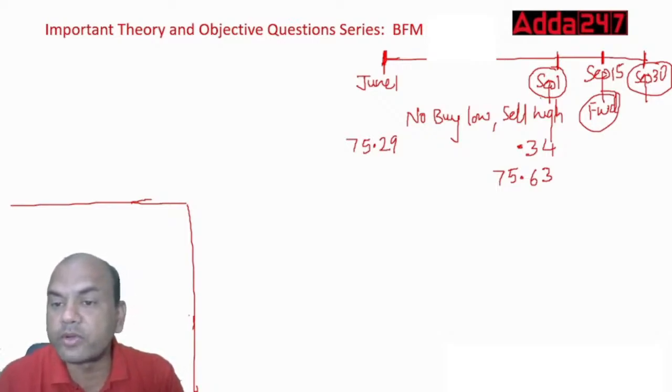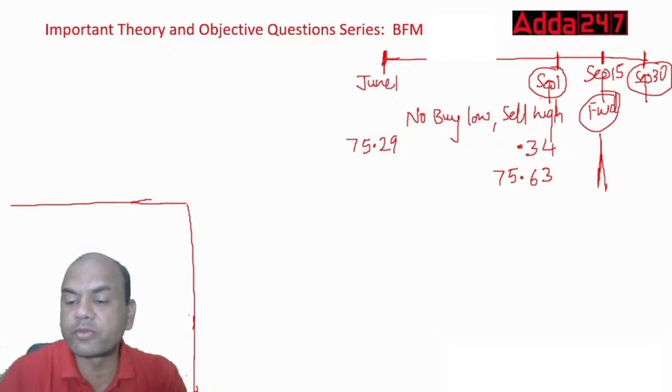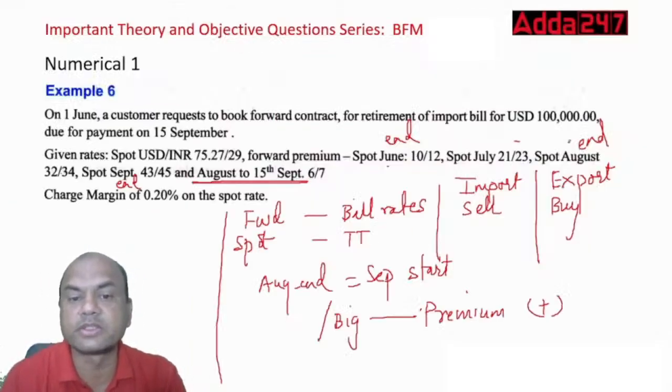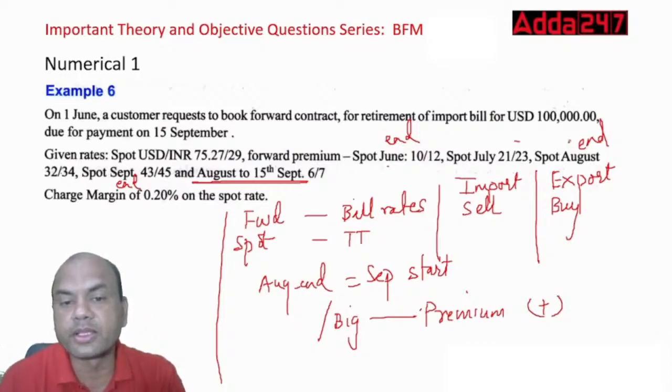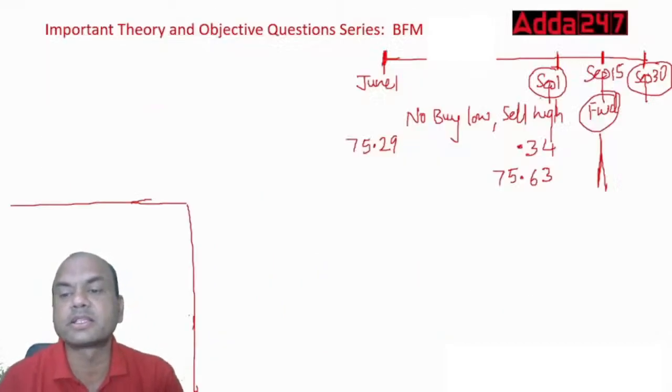But I want it for September 15th now. So what will I do? I have this rate up to September 1. I'll take the forward points for September 15th now. What are the forward points given? 6 and 7. Do you see this? 6 and 7. So what will you take now, 6 or 7? Everyone type in the comment section. I'll take 7 because it is a sale.